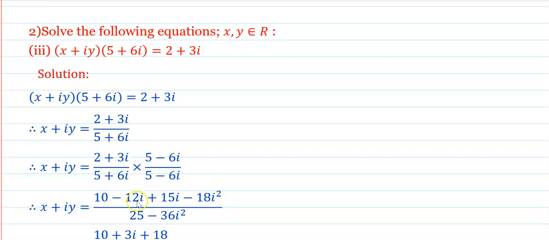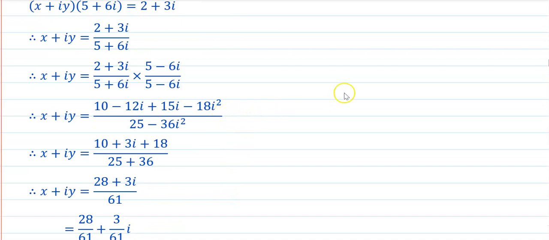2 into minus 6i, minus 12i. 3i into 5, you will get 15i. 3i into minus 6i, you will get minus 18i square. But what about i square? i square is minus 1. Therefore, minus 18i square is, with minus 1, overall you will get here 18.